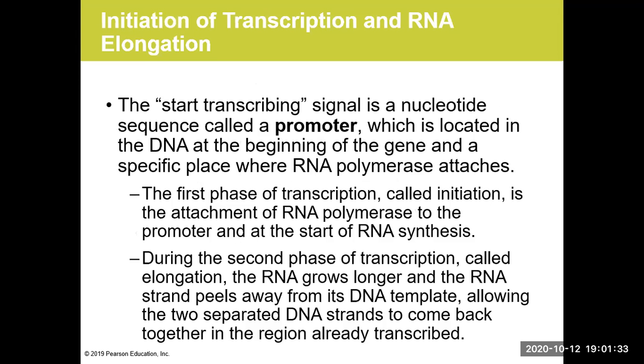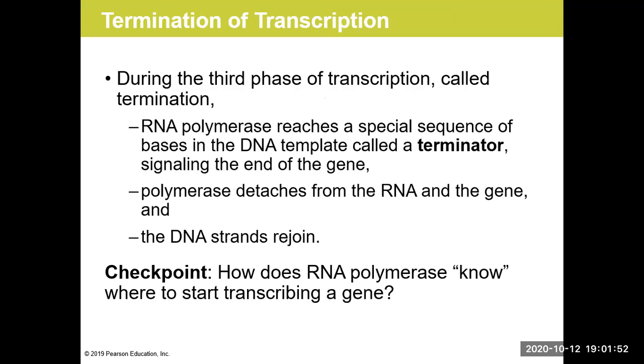The start signal for transcription is a nucleotide sequence called the promoter, which is present on the DNA at the beginning of a gene, and this is where RNA polymerase would attach. Transcription involves 3 steps: initiation, elongation, and termination, and we will learn about this in the animation. Transcription stops in the last phase, the termination phase, when the RNA polymerase enzyme reaches a particular termination signal called the terminator, and then the polymerase detaches from the RNA and the DNA strands rejoin.